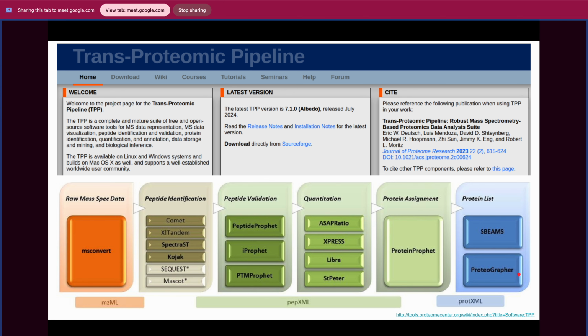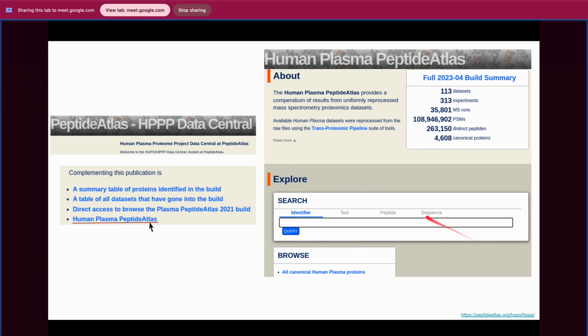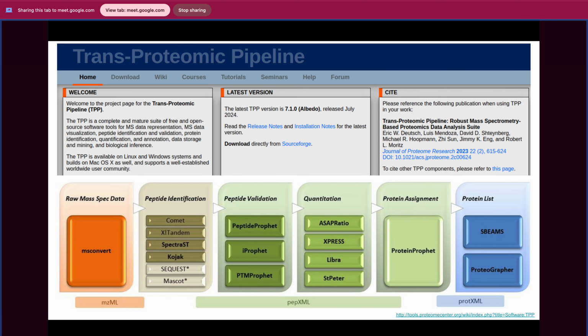So these are different tools which are used in the Human Plasma Peptide Atlas for mapping the peptide spectra to a protein sequence or the protein level information. This means that they have used multiple tools so that their results are more accurate. This is what is meant by the transproteomic pipeline. And you can also read their paper if you are interested in how they have done this analysis.